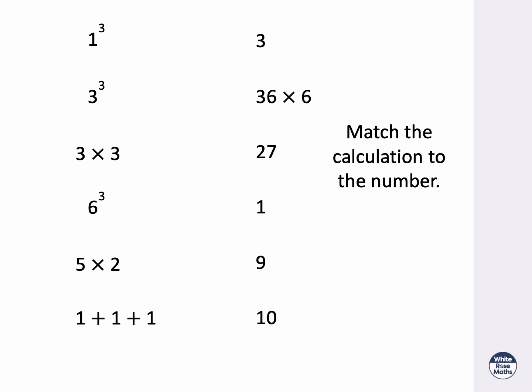So match the calculation to the correct number. 1 cubed means 1 times 1 times 1, which is going to be 1. So that goes to there. 3 cubed means 3 times 3 times 3, which is going to be 27. So that goes there. Should be an arrow there. 3 times 3 is equal to 9, so that's there. And 9 is what I call a square number, and not a cube number, so be careful.